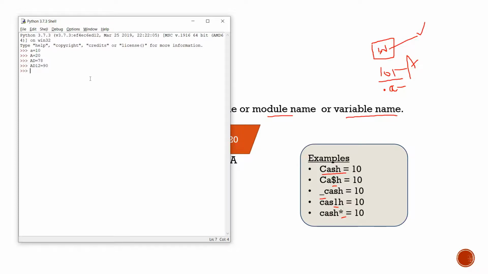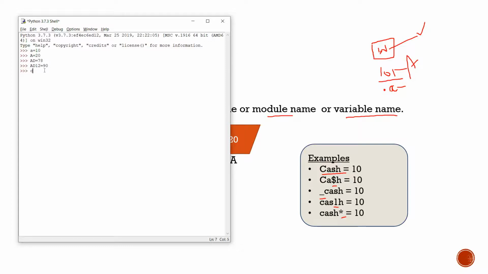Now first I'm giving the names. You can see over here I have A is equal to 10 that I assigned earlier, then I assigned capital A is equal to 20. After that AD is equal to 78, then AD12 is equal to 90. Now let us try these.